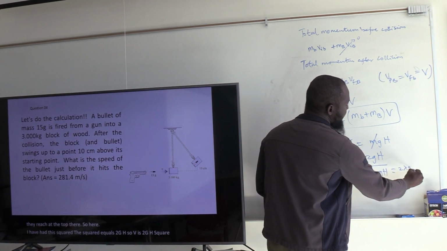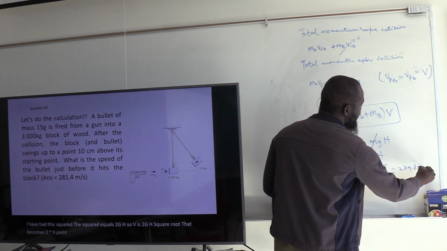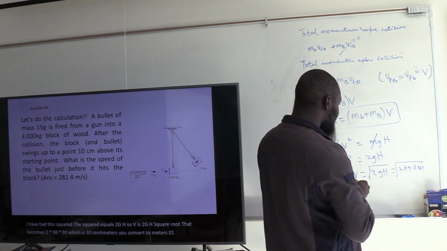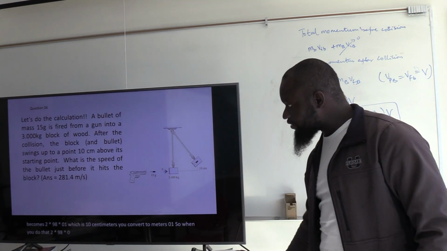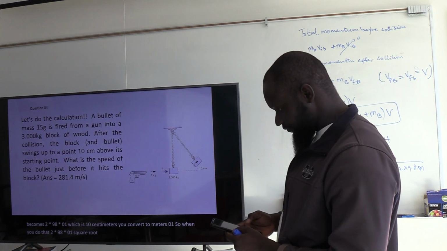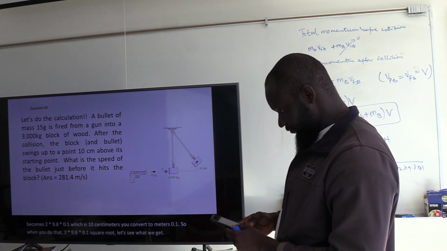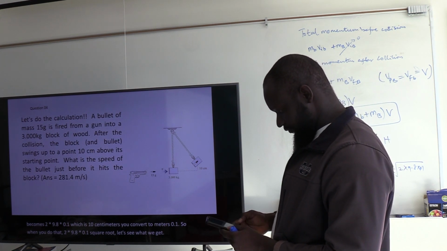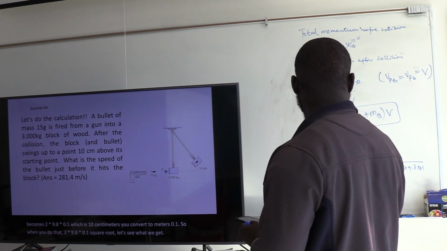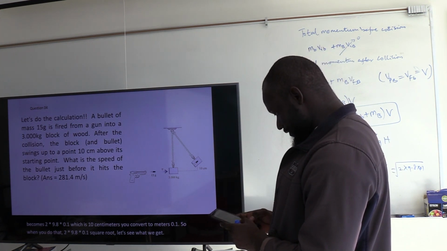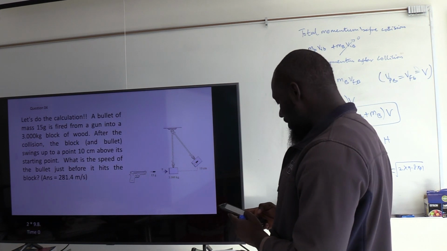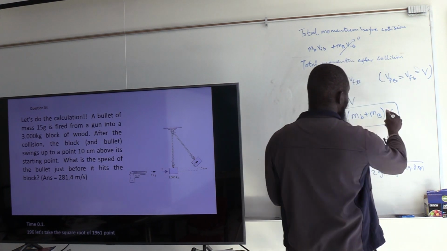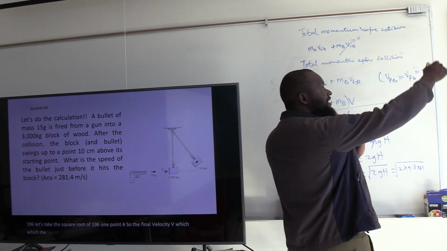That becomes 2 times 9.8 times 0.1, since 10 centimeters converts to 0.1 meters. When you do that, 2 times 9.8 times 0.1 is 1.96. Let's take the square root of 1.96. That's 1.4. So that is the final velocity V with which the bullet and block move together to cause that height.